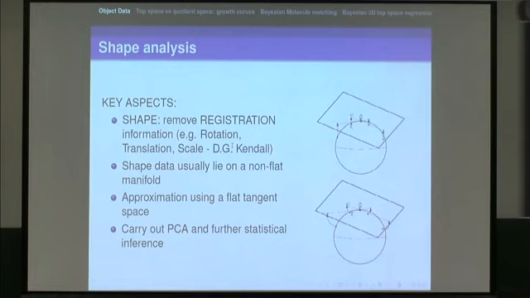We have invariances under some choice of transformation. So with shape, we want to consider what's left when we remove translation, rotation, and scale, and that's the classic David Kendall shape space. And shape data usually lie on a non-flat manifold, so we need to take into account curvature. But just as Chris did with the analysis, we will often do a tangent space approximation and then carry out analysis there. So that's the usual approach with shape analysis.